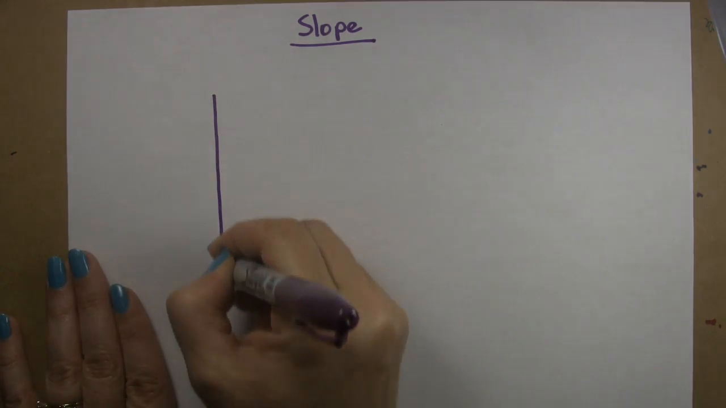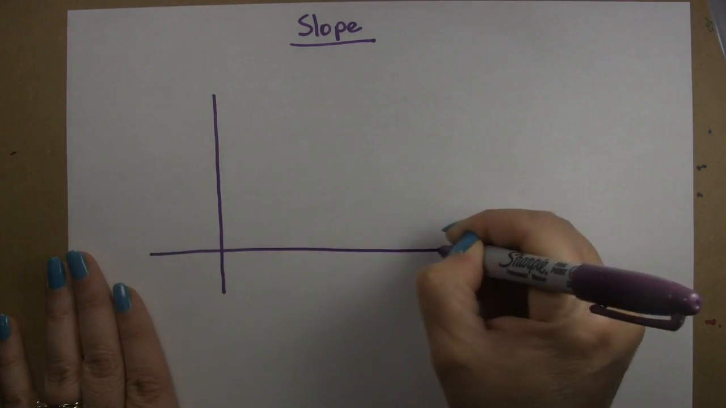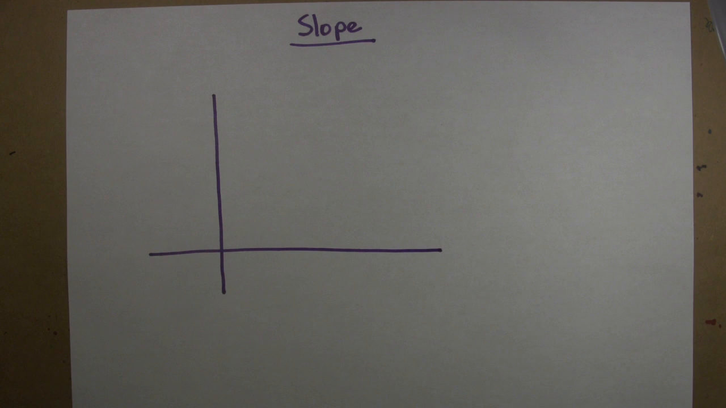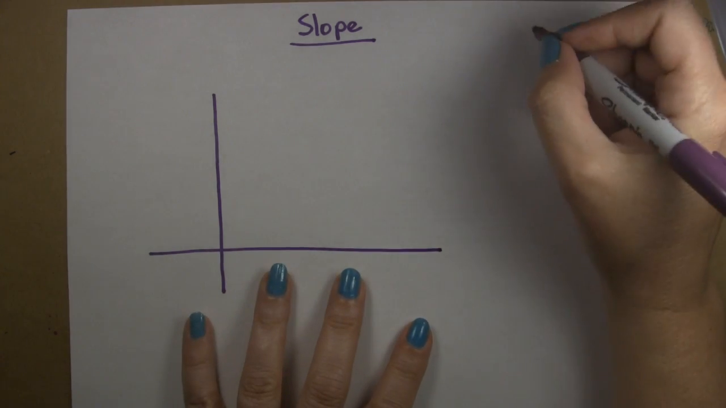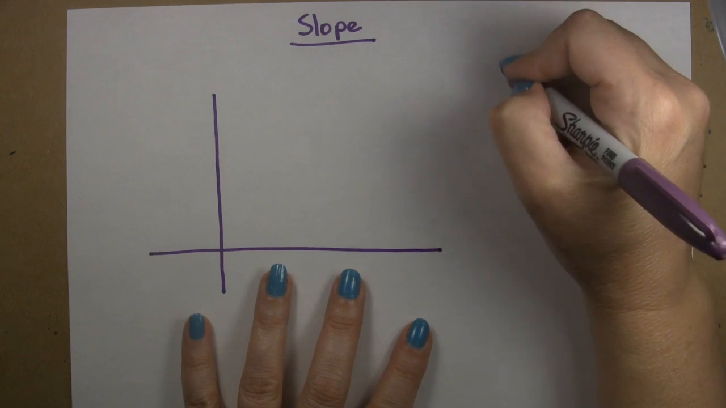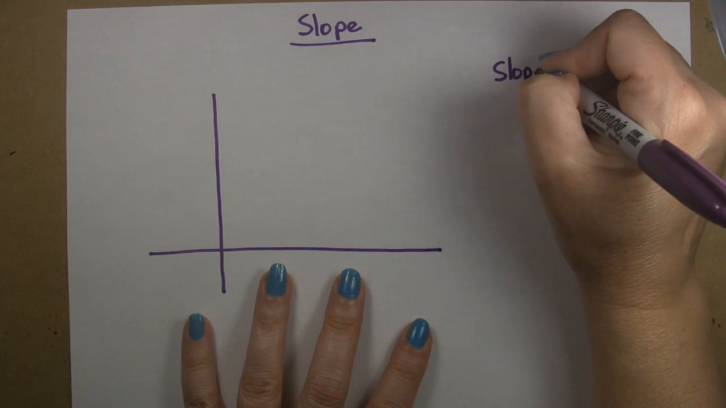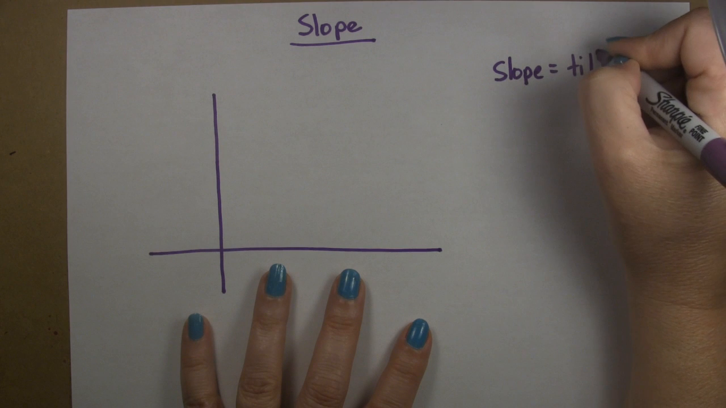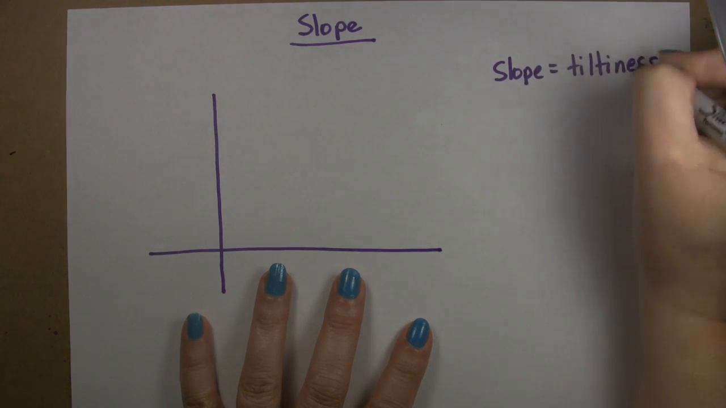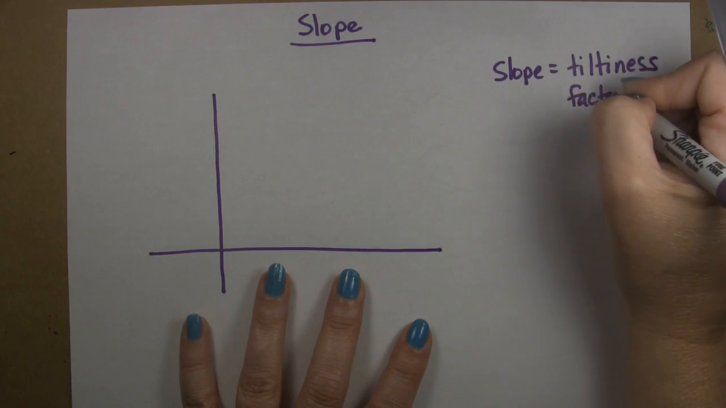So let me draw a graph for you here, and this is your X and your Y axis. And when we're talking about slope, we are talking about the tiltiness factor. Tiltiness factor.